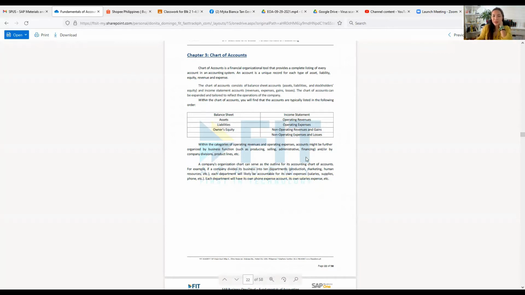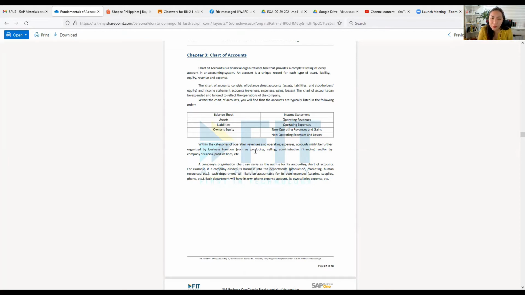Within the categories of operating revenues and operating expenses, accounts might be further organized by business function, such as producing, selling, administrative, financing, and/or by company divisions like product lines and so on. So a company's organization chart can serve as the outline for its chart of accounts. Say, for example, if a company divides its business into 10 departments, production, marketing, human resources, and so on.